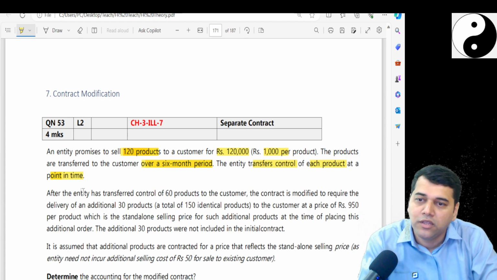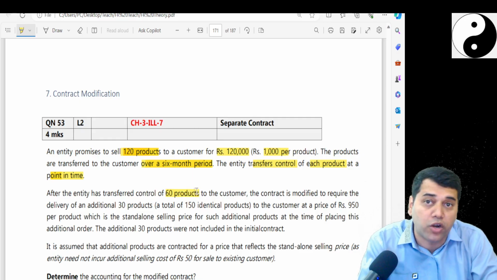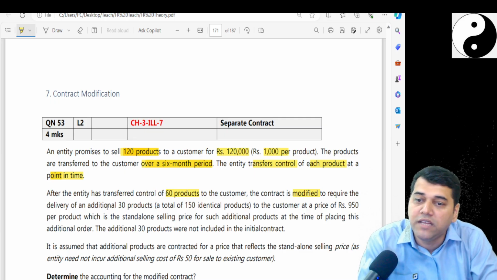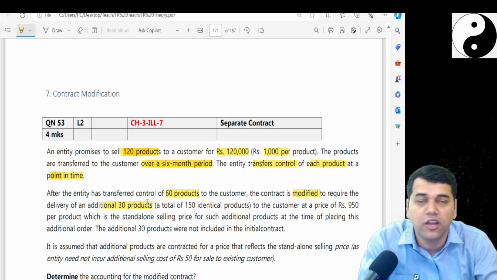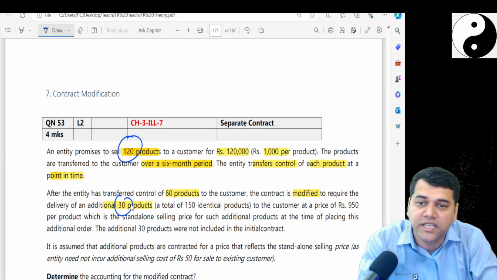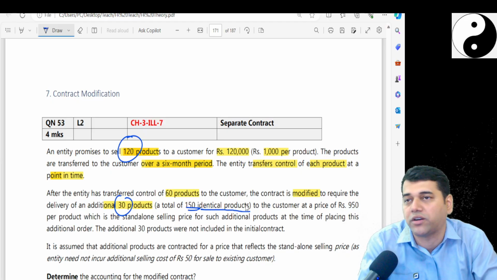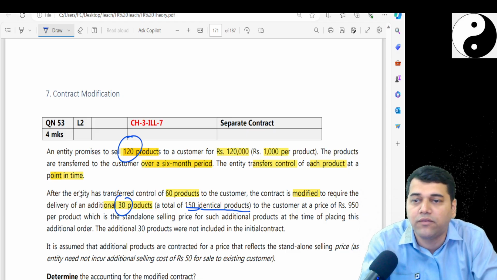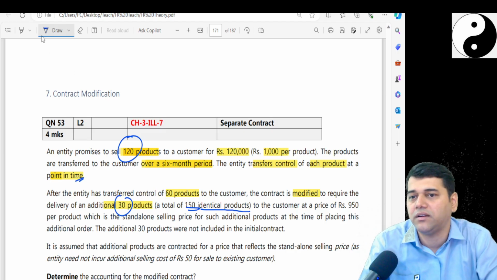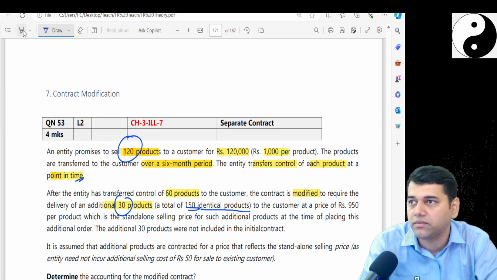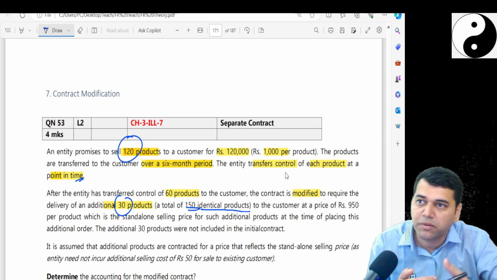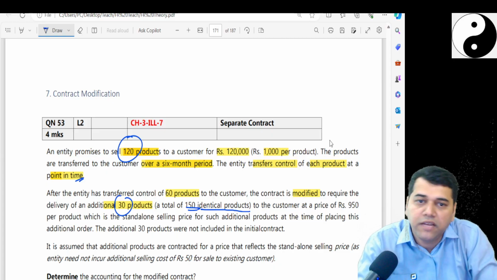No. Now, after the entity has transferred the control of 60 products to the customer, the contract is modified to require delivery of additional 30 products. So, totally how much now? 120 original plus 30, 150, you take identical products. When it was identical, why did they say point in time? Okay, maybe it's over a period of time only. Delivery is at a point in time, but it's one single performance obligation, maybe over a period of time.